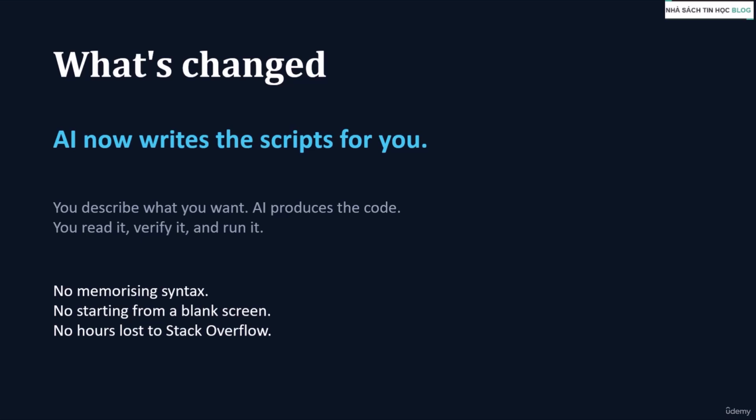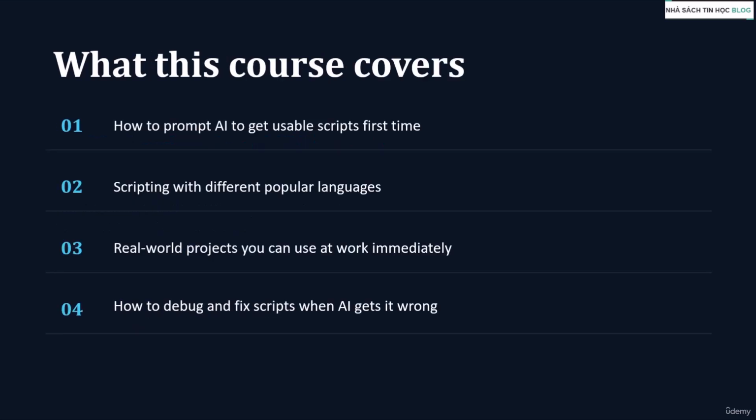So here's what's changed, and this is the whole reason this course exists. AI now writes the scripts for you. You don't need to memorize PowerShell syntax. You don't need to stare at a blank screen. You don't need to spend hours and hours on Stack Overflow or Google. You just describe what you want and AI produces the code. You verify it, check it, and run it. And that is the new way of modern system administration. And this course is going to show you exactly how to do it properly.